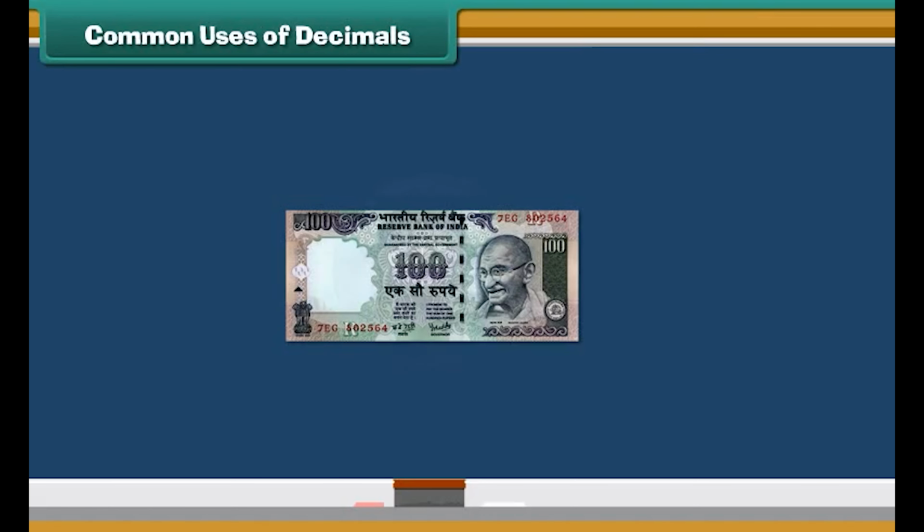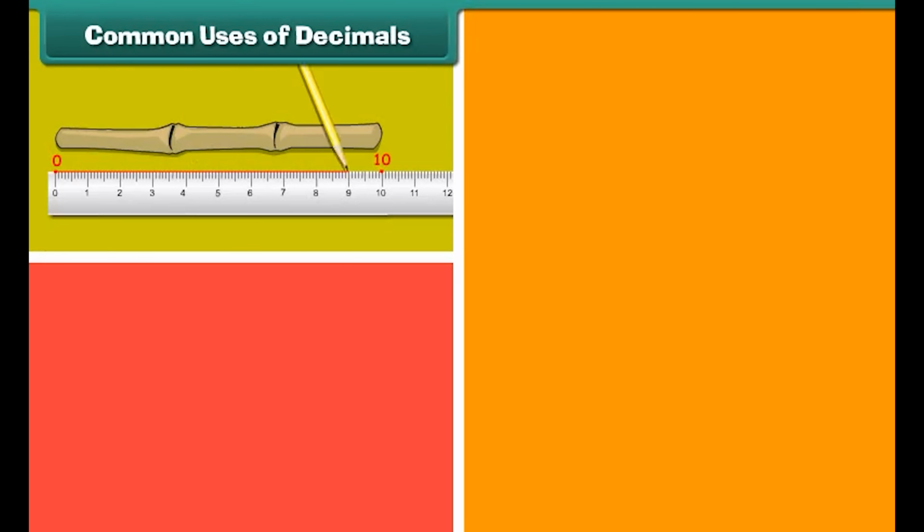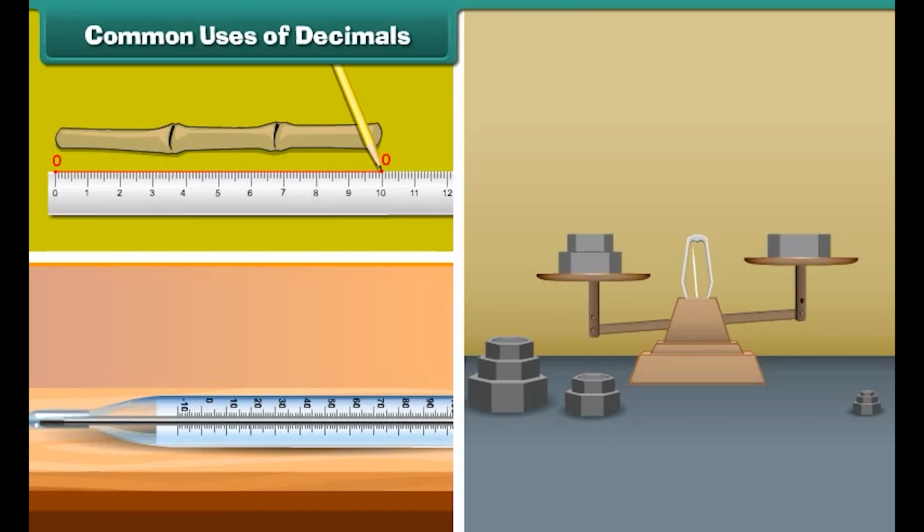Do you know 1 rupee is just 1/100th of 100 rupees? Isn't it interesting? We can also use decimals for measurement, weight, and temperature. Therefore, decimals are really very important.